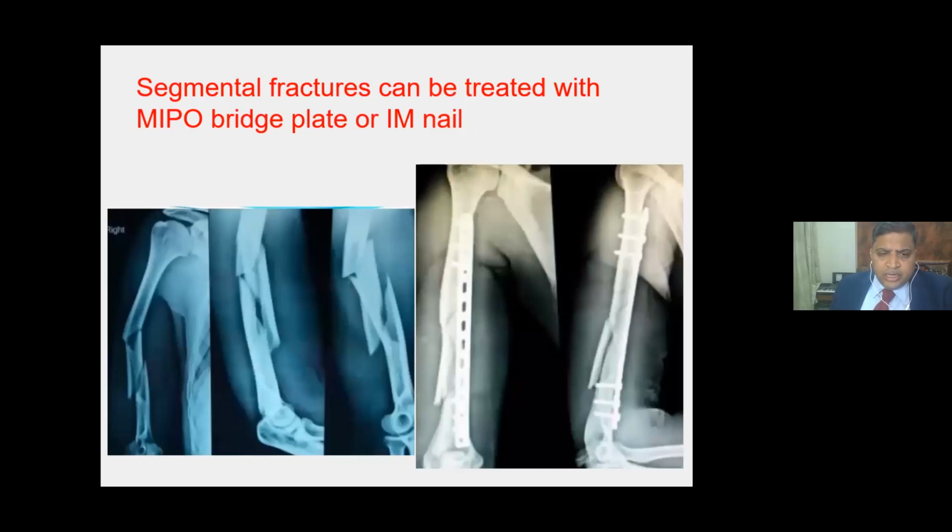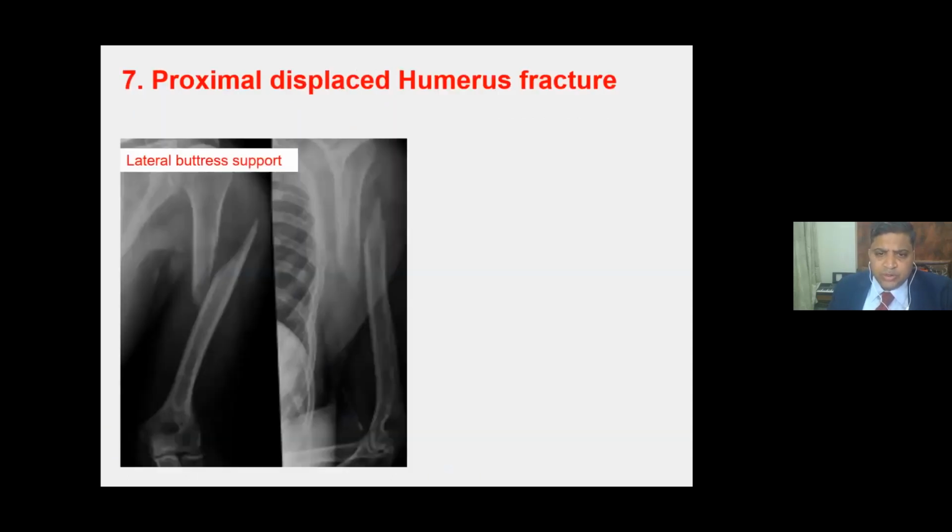And again, this is another kind of segmental or severely comminuted mid shaft fracture. Again, another good method which is now is to go for an MIPO. Again, anterior humeral bridge plating spanning this fracture segment with 3 screws on either side can certainly give a good rigid fixation. So the next fracture characteristic would be the proximally displaced humerus fracture. Here you can see it needs a buttress from the lateral side.